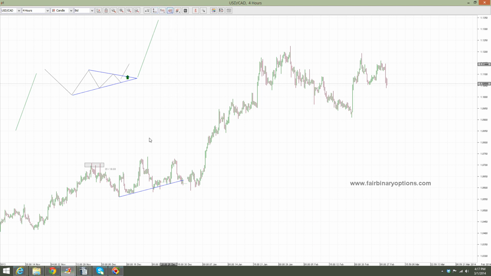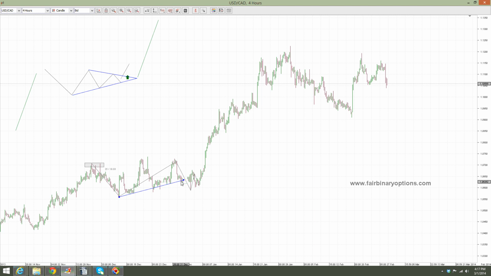Let's take a polyline. Wave A to the downside. Then the B wave to the upside. So A, B, then the C wave here. Then the D wave to the upside, and the E wave here. And this is our contracting triangle.